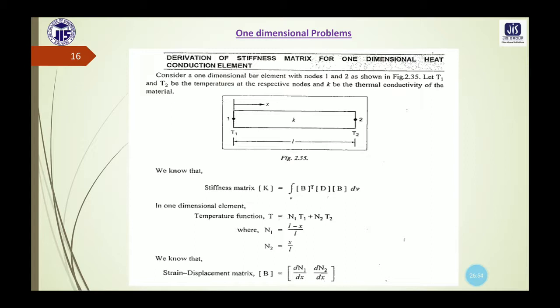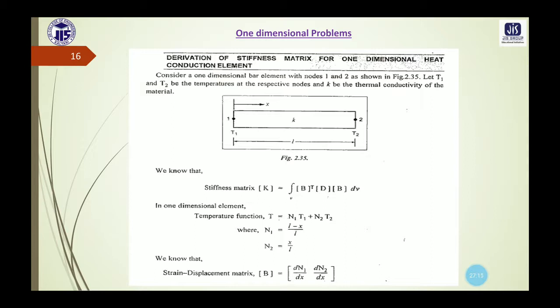There, corresponding to the mode of conduction, we studied a rate equation, which is Fourier's law of heat conduction, and there we got the concept of thermal conductivity.